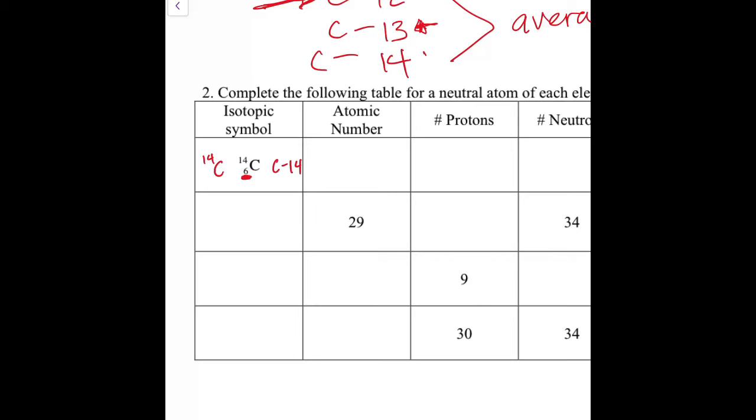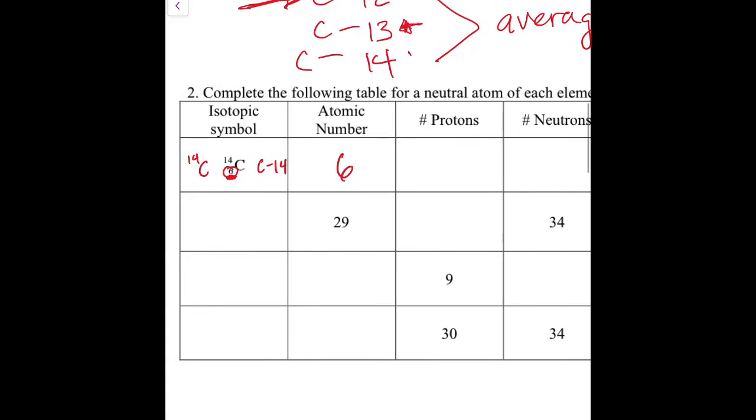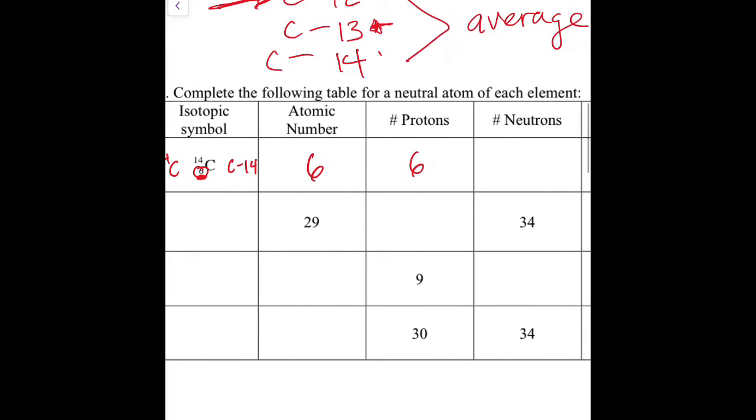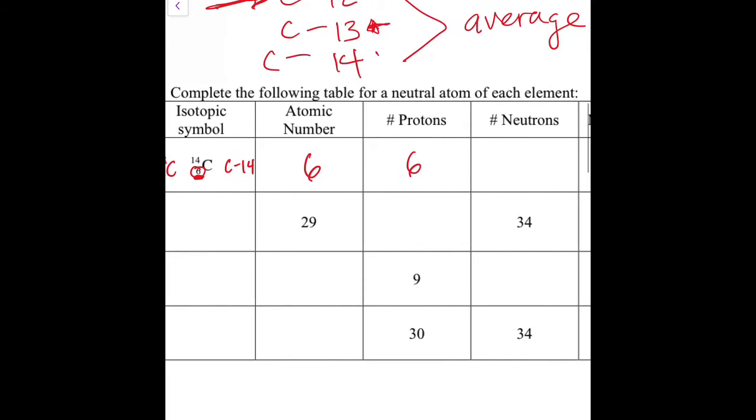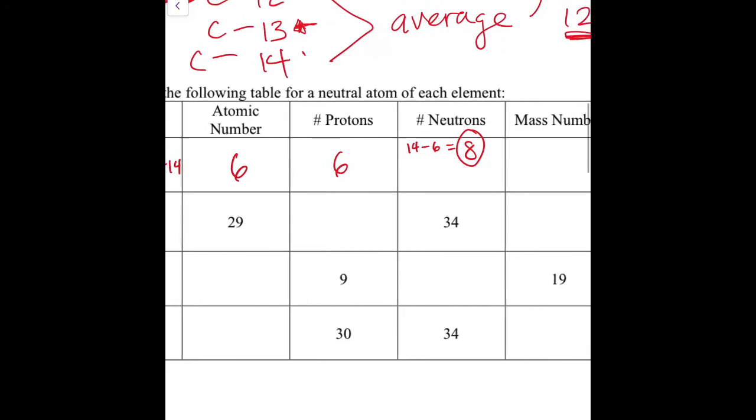All right. So the atomic number is 6, as we have seen from here, and also from the fact that it's a carbon. How many protons? Well, atomic number is proton number. How many neutrons? Okay, so neutrons is the mass, 14, minus 6 equals 8. So that's 8 neutrons.